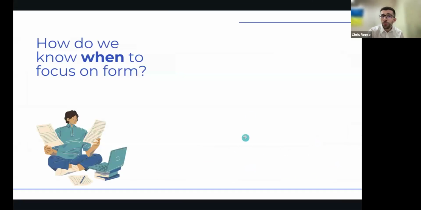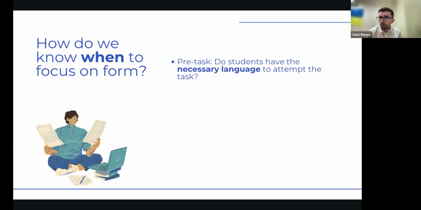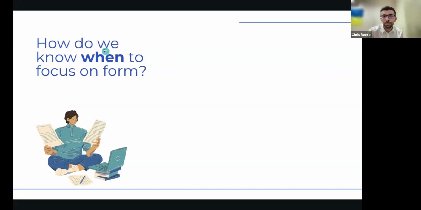So this gets us to a point that we can really focus on form whenever we want. We don't necessarily have to focus on it before they do the discussion. They don't necessarily need controlled practice before. We could focus on accuracy during, and we can even sometimes focus on accuracy after. So how do we know when? Well, if it's before, one necessary consideration is, did the students have the necessary language to even attempt the task?